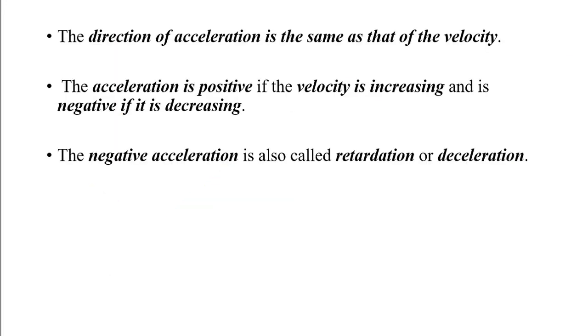So here also the same concepts apply. Acceleration is a vector quantity, and the direction of acceleration is the same as that of velocity. Acceleration is positive if velocity is increasing, and negative if velocity decreases between two time slots. Negative acceleration is retardation. So here what I'm trying to say, let's say at one point the velocity was 4 meter per second at 2 seconds. And the next reading, the velocity was 2 meter per second at 4 seconds.